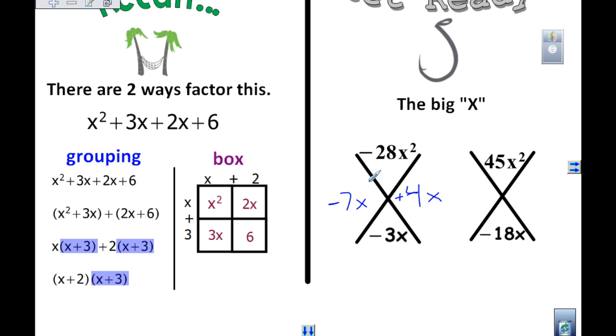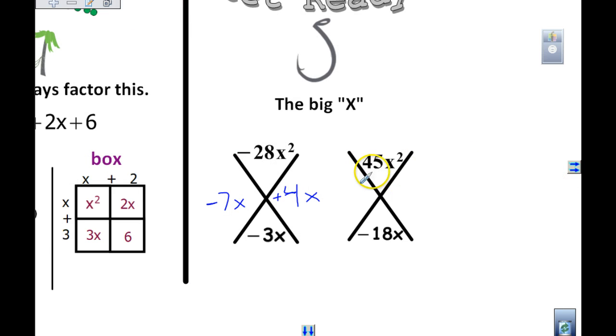So again, that's the easier of the two, because when you see 28, the first thing you think of is 7 and 4, and those are the correct numbers. Now let's look at the next one. What's the first two numbers when you think of 45? 9 and 5. Now, is 9 plus 5 or 9 minus 5 18? No. So 9 and 5 are not the correct numbers.